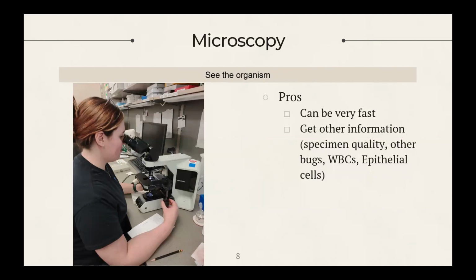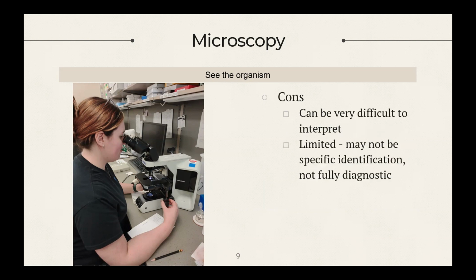You get an idea of specimen quality. Was this a well-collected specimen or not? You can look at the white blood cells. Is there evidence of inflammation here? You can look for epithelial cells. Is there evidence of too much contamination here? So you get a good idea of how good a specimen you have from looking under the scope.